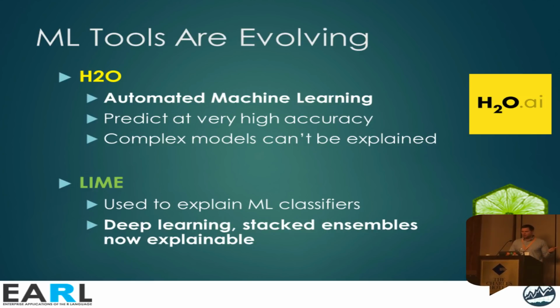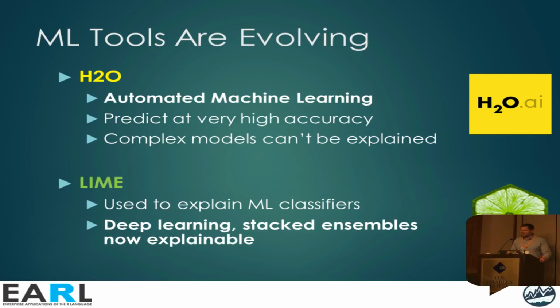First one's H2O. We're going to talk about automated machine learning, which is brand new. It's not actually released on the CRAN version, so you have to go onto the website, but it's really good for very quickly and efficiently predicting at very high accuracy. Now, the downside with it is it typically will return a model, or many times it will return a model that is highly complex and therefore unexplainable by traditional approaches. So the second package solves that problem.